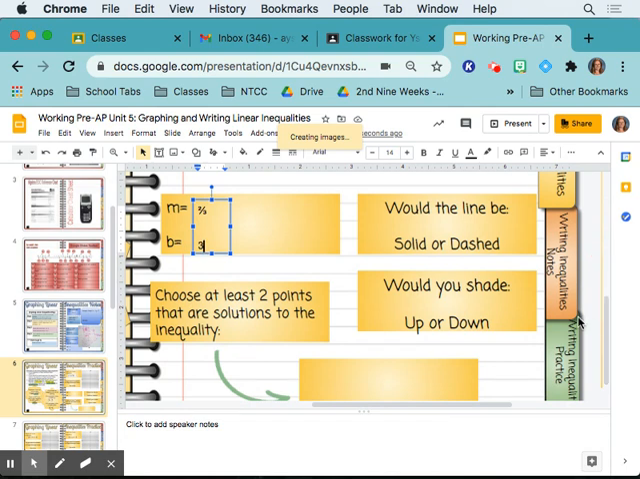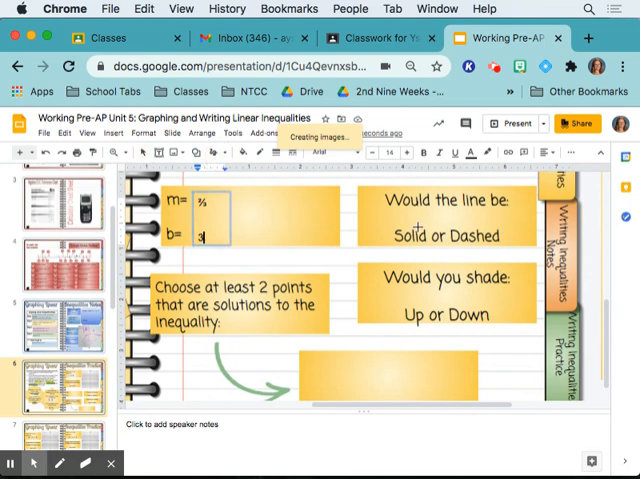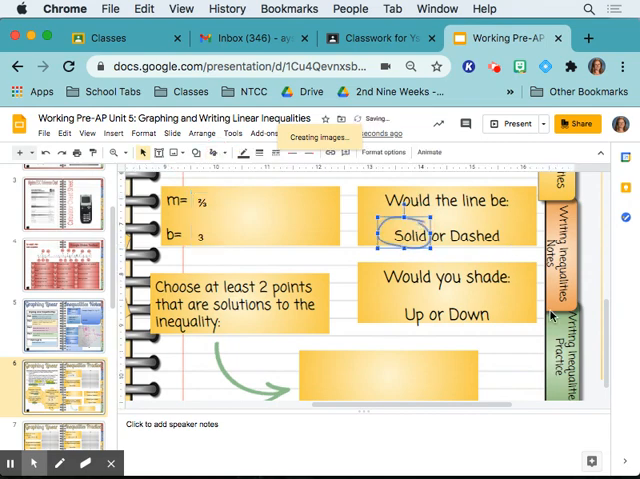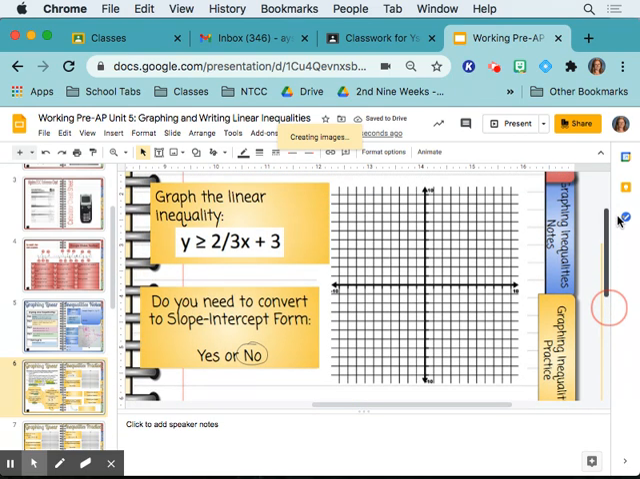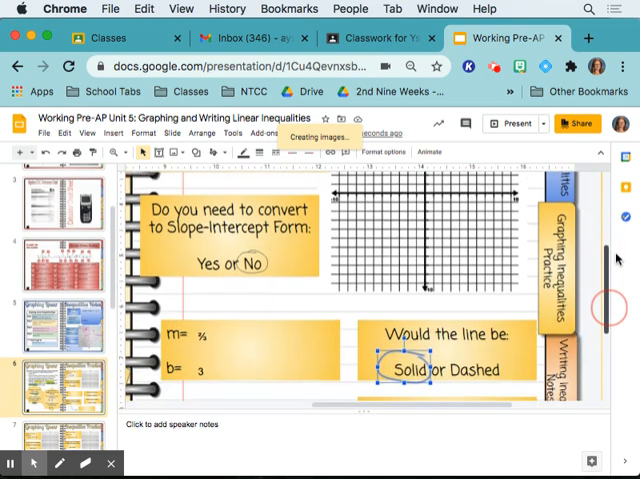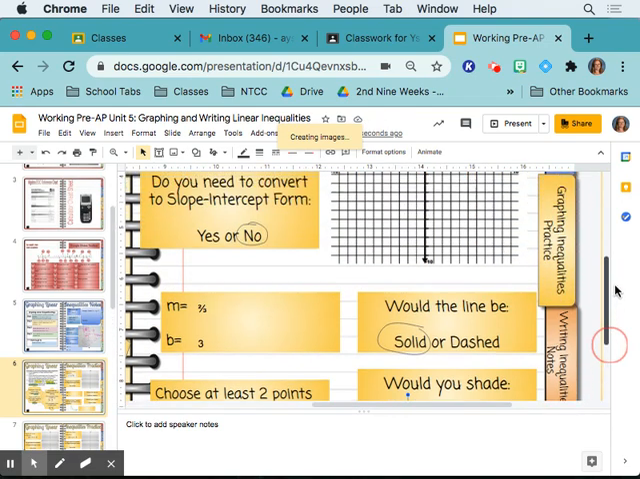Would the line be dashed or solid? Are we going to shade up or down? Greater than means go up, so above. Choose at least 2 points that are solutions to the inequality. All right, let's go ahead and graph it.